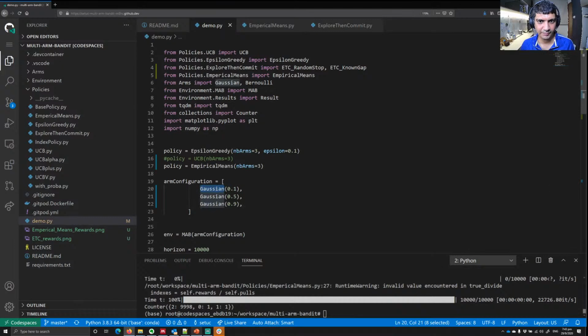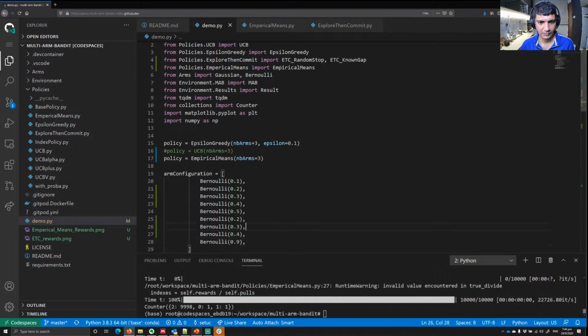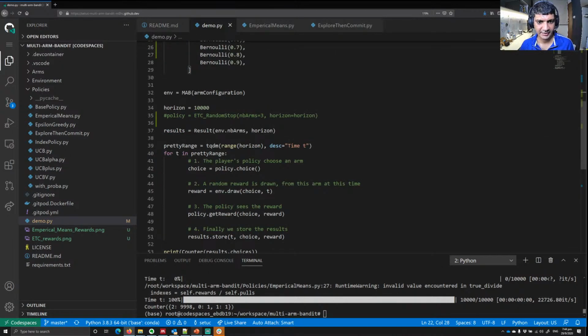All right, so I'm going to pick a Bernoulli arm, and I need a few of those. This is going to be 0.2, 0.3, 0.4, and so on up to 7, 8. Right, so now I have 9 arms. So the policy should know that it has 9 arms, and let's try.